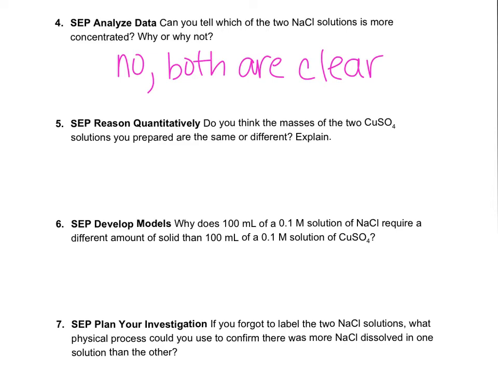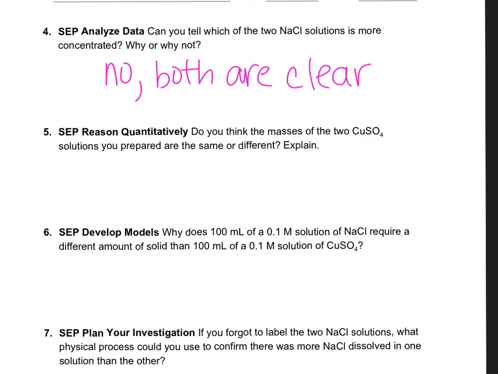All right, do you think the masses of the two copper sulfate solutions you prepared are the same or different? Technically, we prepared the same volume, and we just changed the number of moles in there, right? Looking at how much was added for one versus the other, you have to consider two things. I'm not going to give you an exact answer on this one; I'd like to see what your thoughts are.